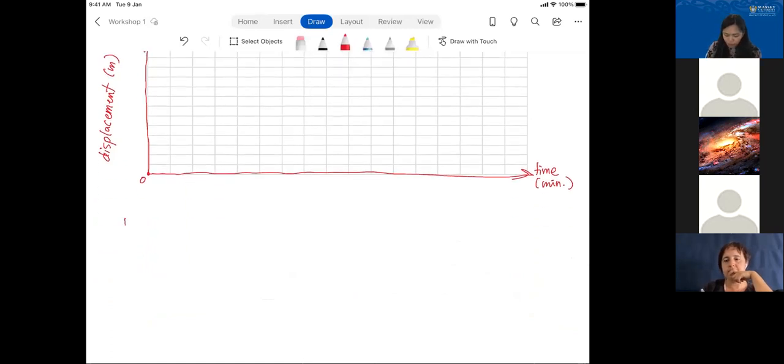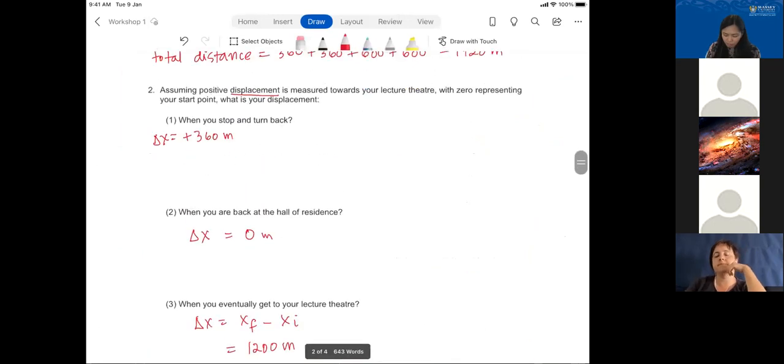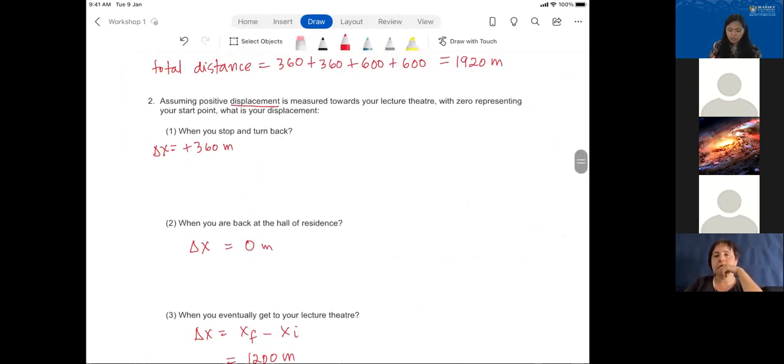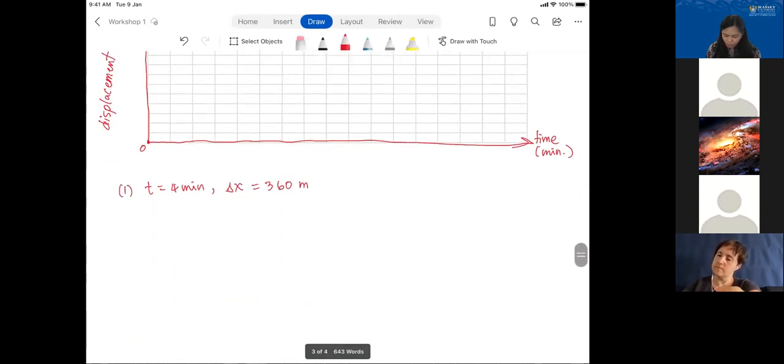For the first segment, the first walk, it's given in the problem that the time is 4 minutes, because you walked for 4 minutes before realizing you had to go back. And then we've worked out the displacement earlier to be 360 meters. We worked that out in the second question. So we have that information for the first segment.